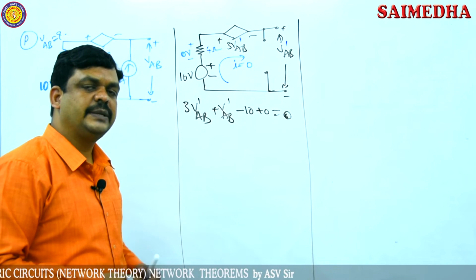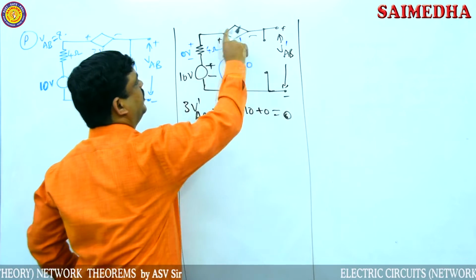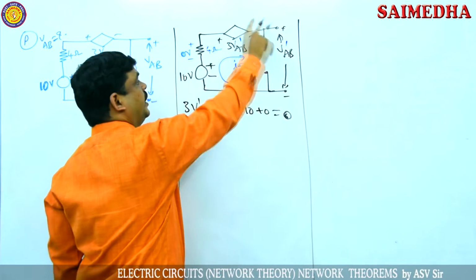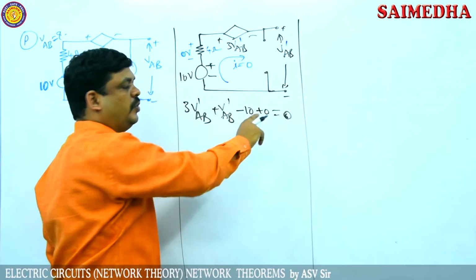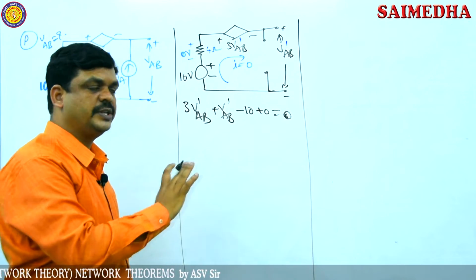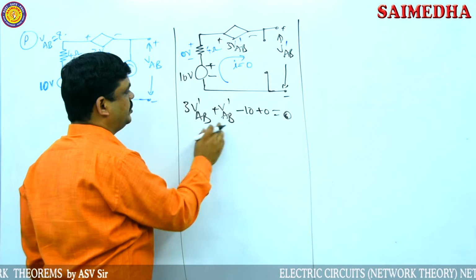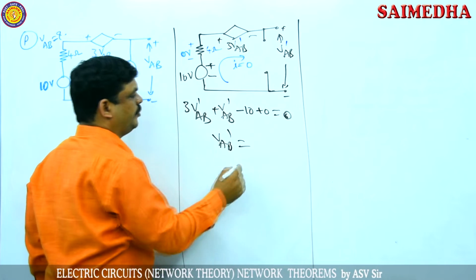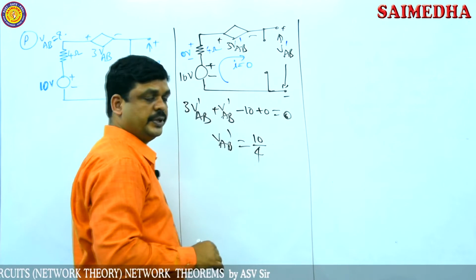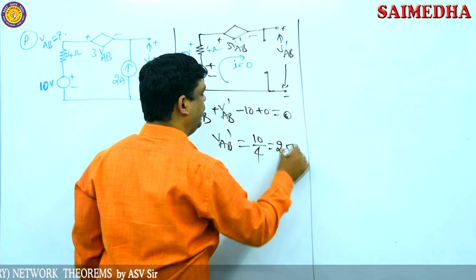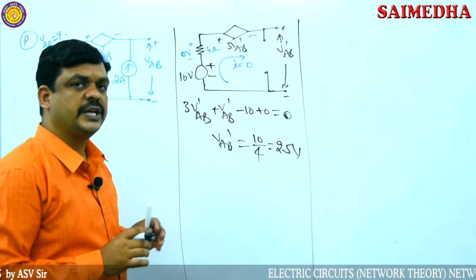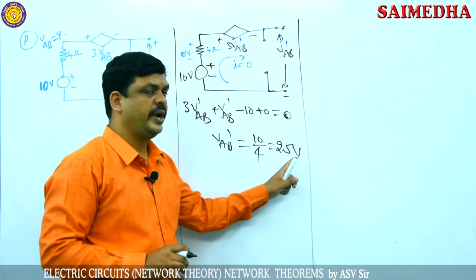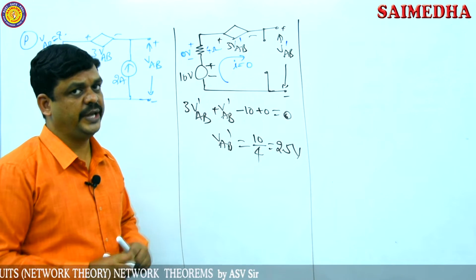In any loop, the algebraic summation of all voltages should be 0. I am assuming this is one loop, because the voltage across these two points is given, that is VAB dash. According to that analysis, in this loop the total voltage is equal to 0. After simplification, VAB dash is equal to 3 plus 1, that is 4, 10 by 4. So 10 by 4, the approximate value is 2.5 volts. Finally we got the voltage across A and B terminals, VAB dash, is 2.5 volts due to one voltage source.